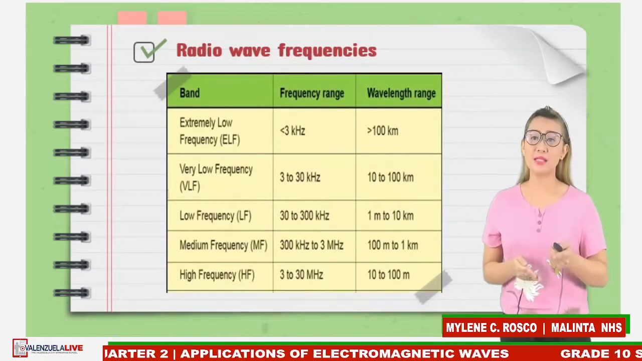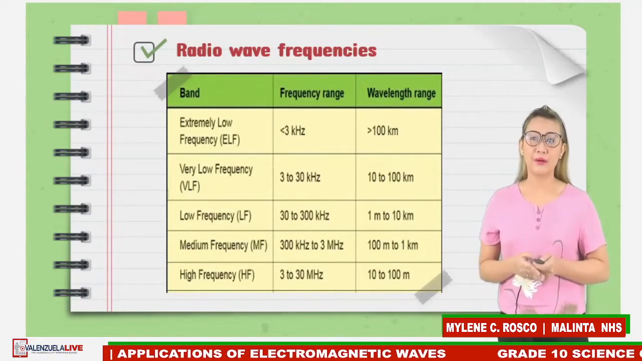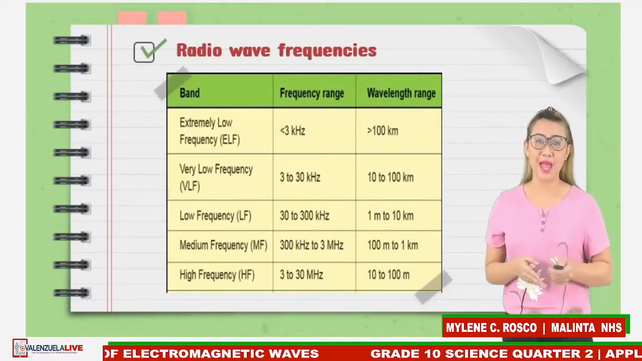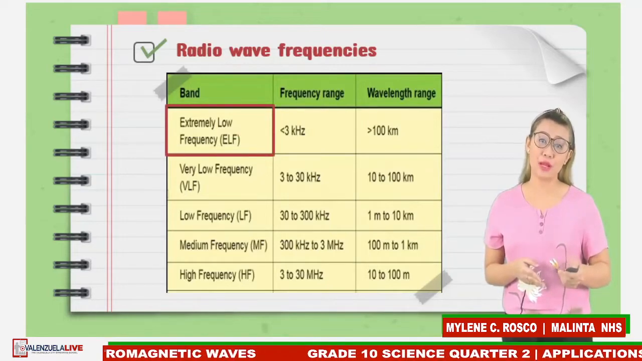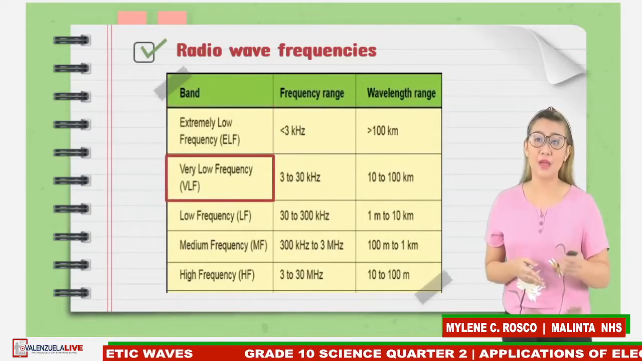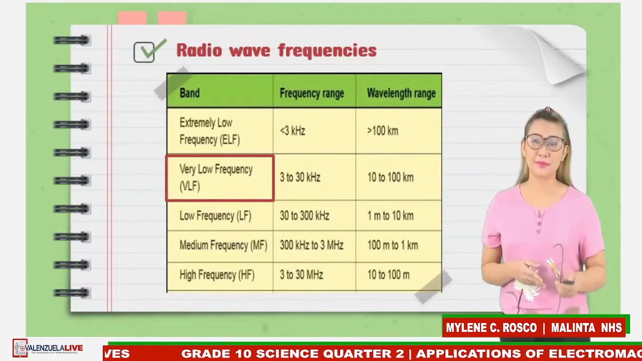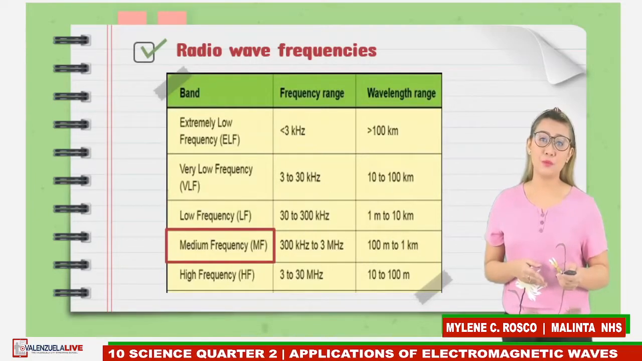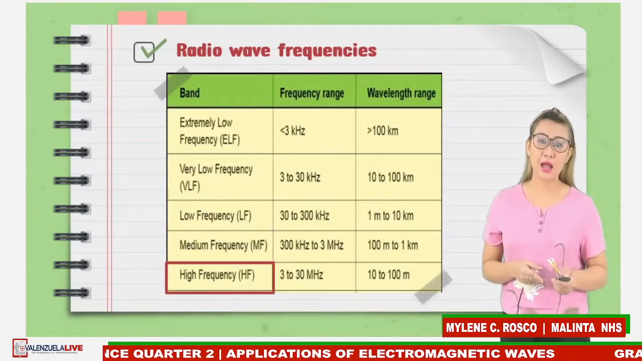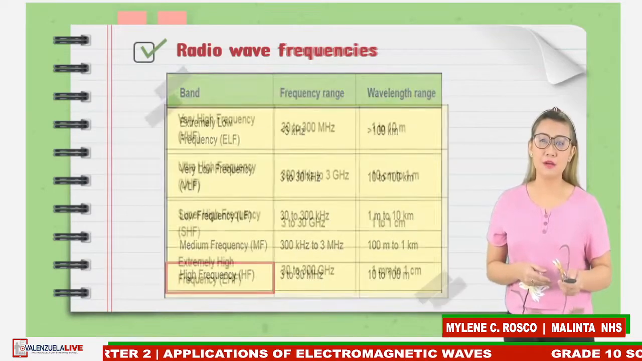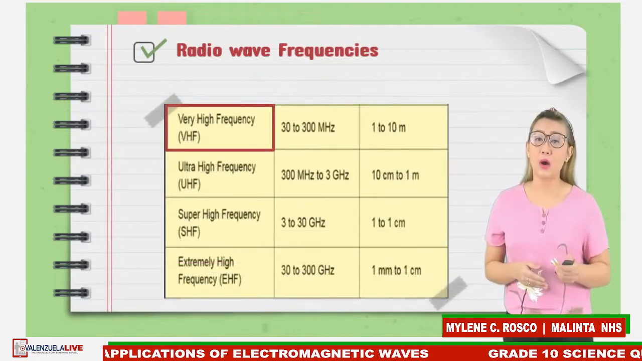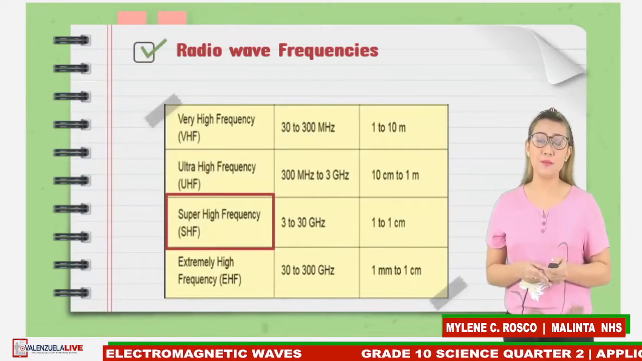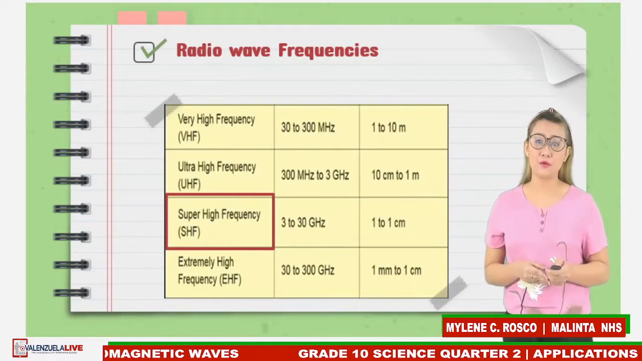The wavelengths of radio waves are the following. We have extremely low frequency, very low frequency, low frequency, medium frequency, high frequency, very high frequency, ultra high frequency, super high frequency, and extremely high frequency.